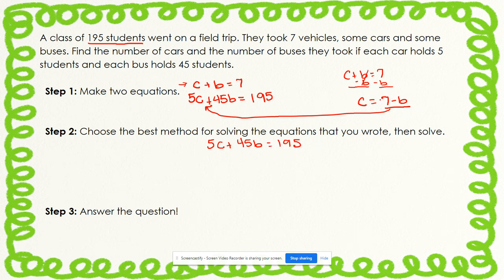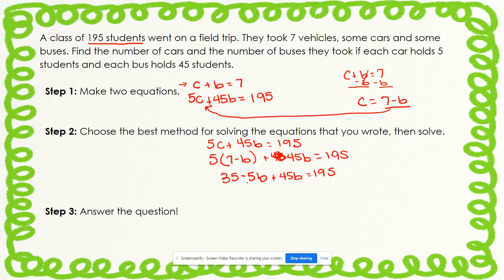So my second equation was 5C plus 45B equals 195. Instead of C, I'm going to write 7 minus B, so this is 5 times (7 minus B) plus 45B equals 195. Now I'm going to distribute my 5. 5 times 7 is 35. 5 times negative 1B is negative 5B. And then I still have plus 45B equals 195.